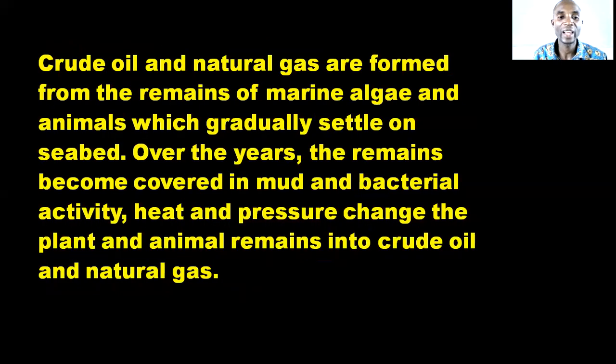Okay, we also need to understand that crude oil and natural gas are formed from the remains of marine algae and animals which gradually settle on the seabed. Over the years, the remains become covered in mud and bacterial activities. Heat and pressure change the plant and animal remains into crude oil and natural gas. What we are just trying to say is that plants and animals die.